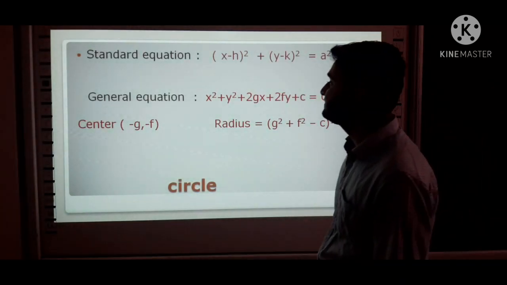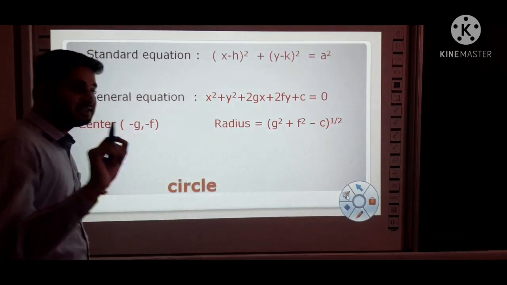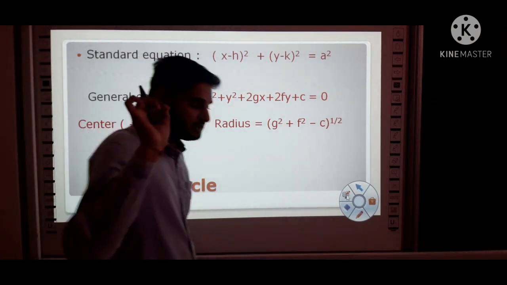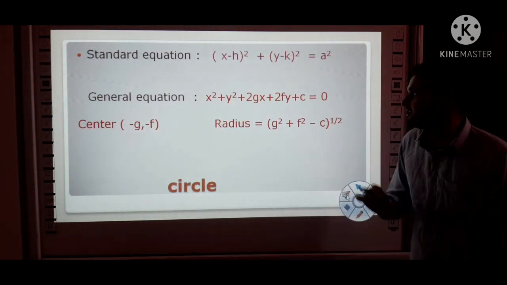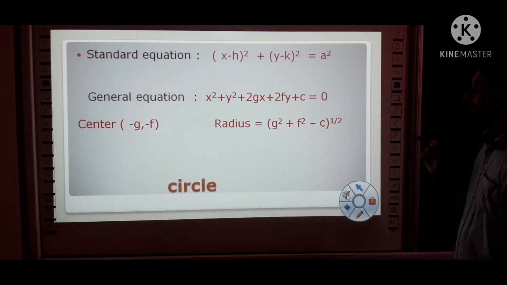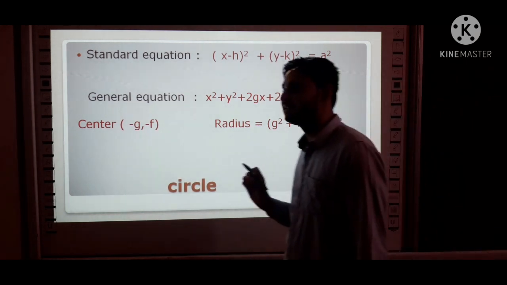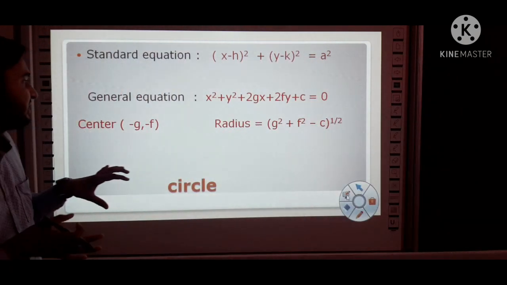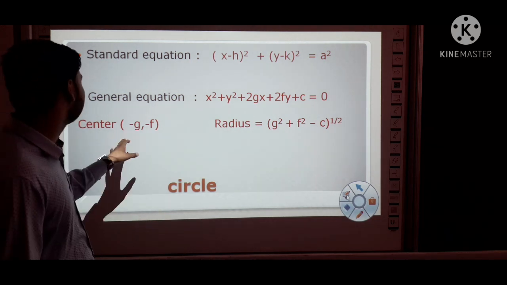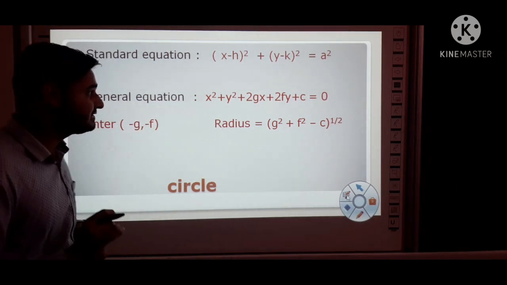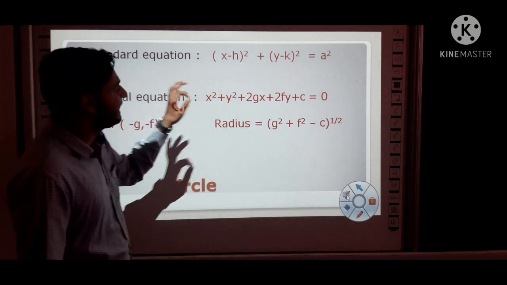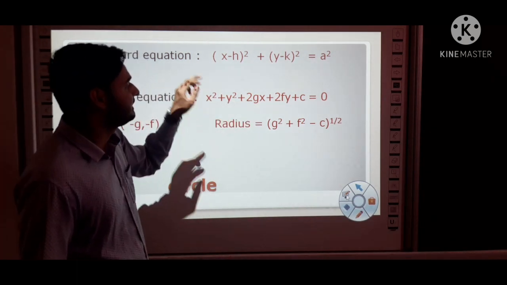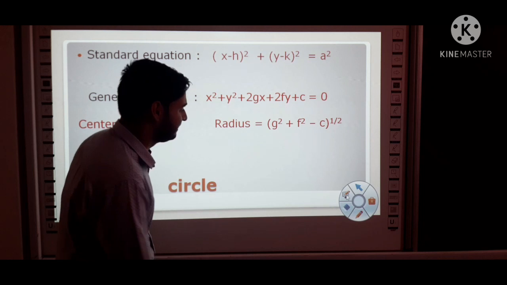Now the next point is, what's the general equation of circle? The general equation of circle is x square plus y square plus 2gx plus 2fy plus c is equal to 0. And in this equation, the center is (minus g, minus f), or you can say the negative of half of the x coefficient, negative of half of the y coefficient.